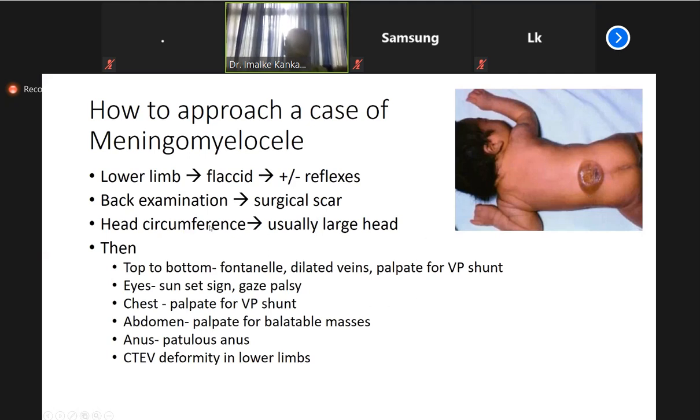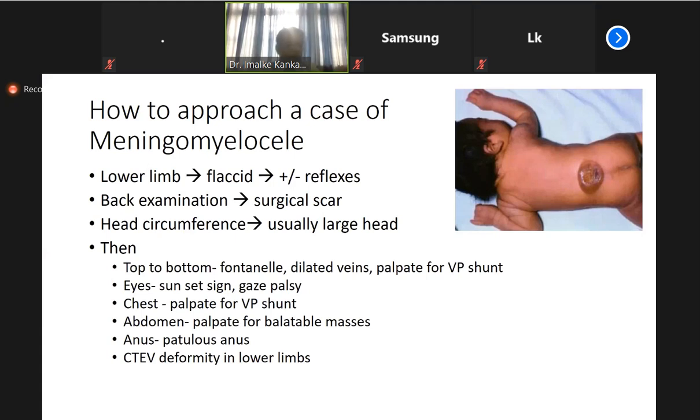And it's very important: lower limb, back, head, and then upper limbs. But in spastic, it's lower limbs, upper limbs, head, and then back. In a spastic child, examine the back just to see whether scoliosis is there or not, and for any scars.